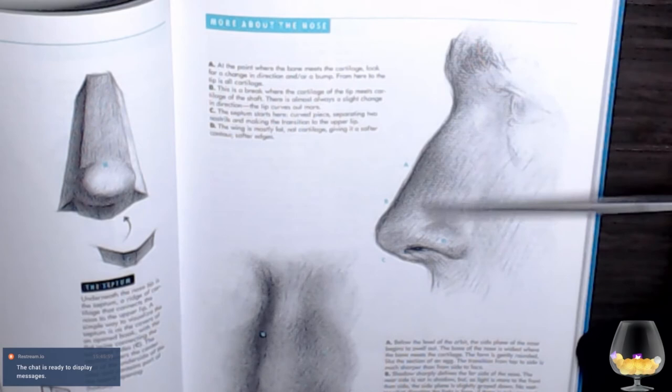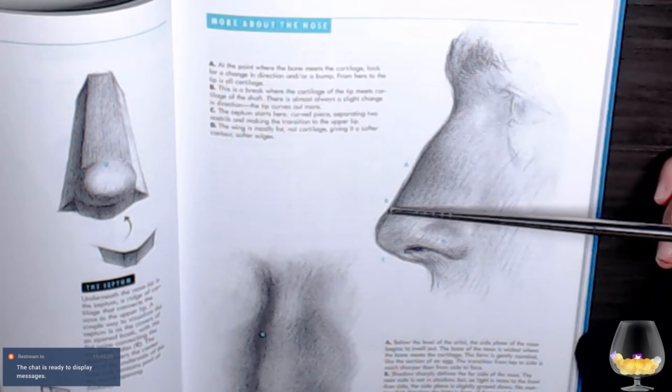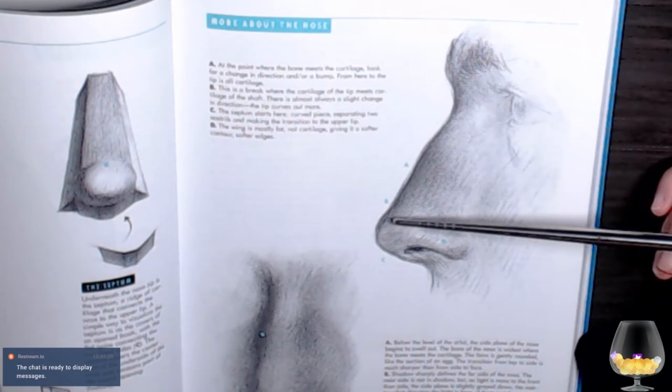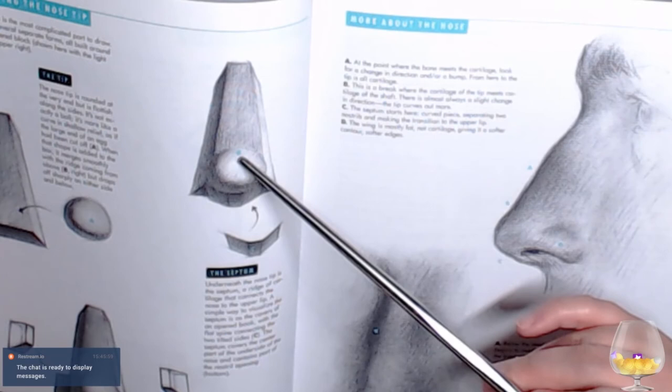B, let's see, this is the break where all the cartilage of the tip meets the cartilage of the shaft. There is almost always a slight change in direction. The tip curves out more. So I think that's what they were talking about over here, where the ball meets the cartilage.